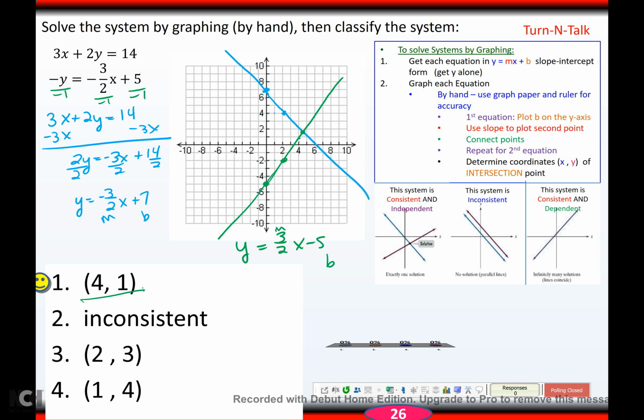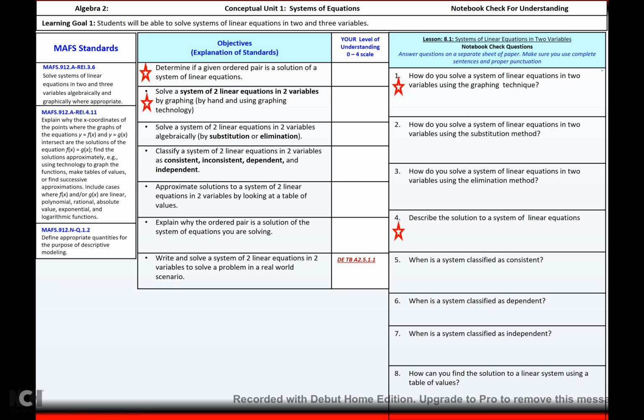Alright, so how do you solve a system of linear equations in two variables using the graphing technique? You graph both equations, and the point of intersection is your solution. Describe the solution to a system of linear equations. The point of intersection.